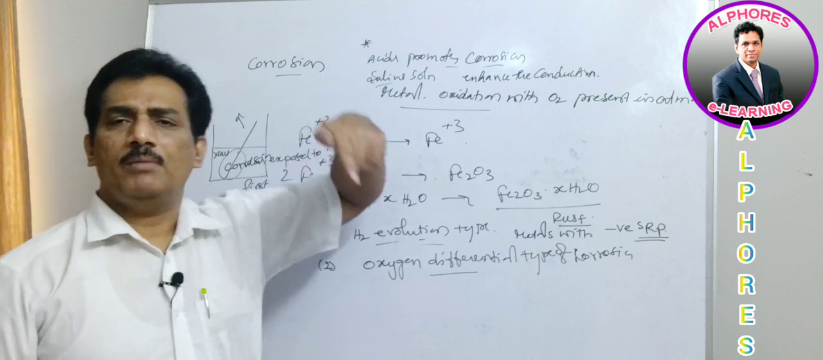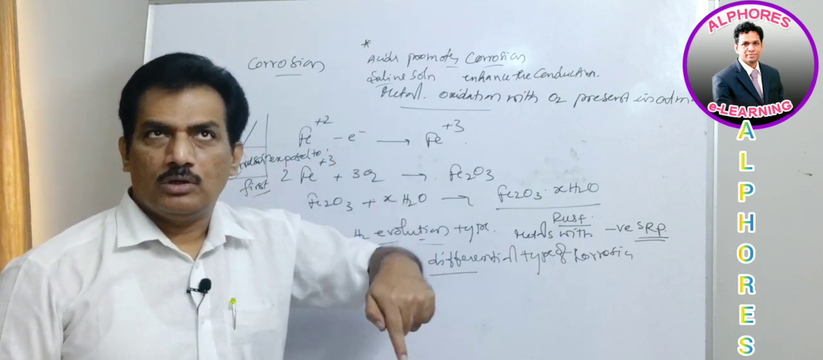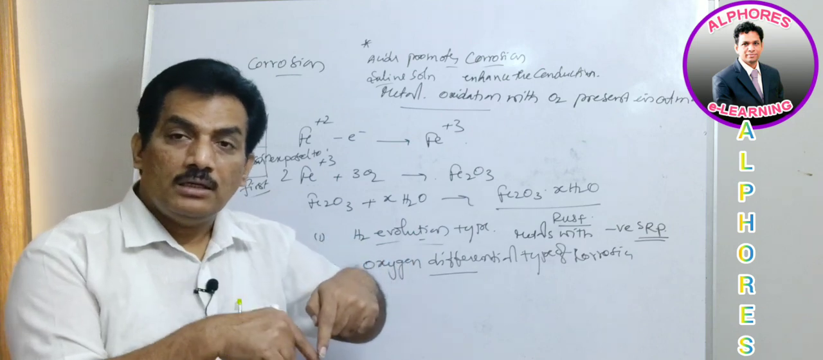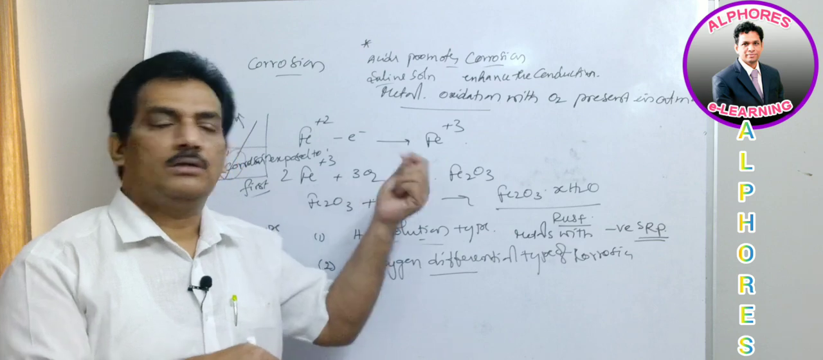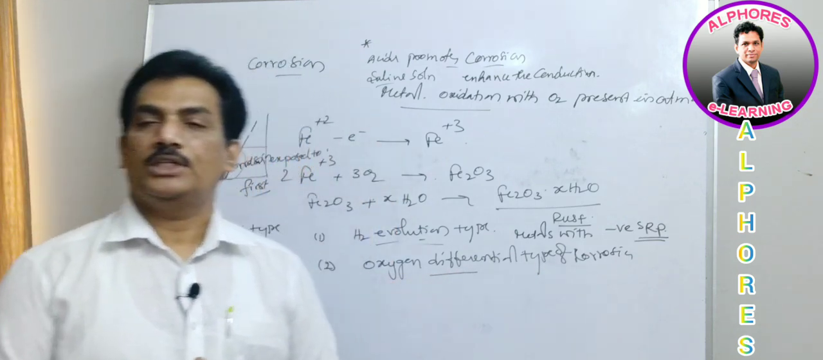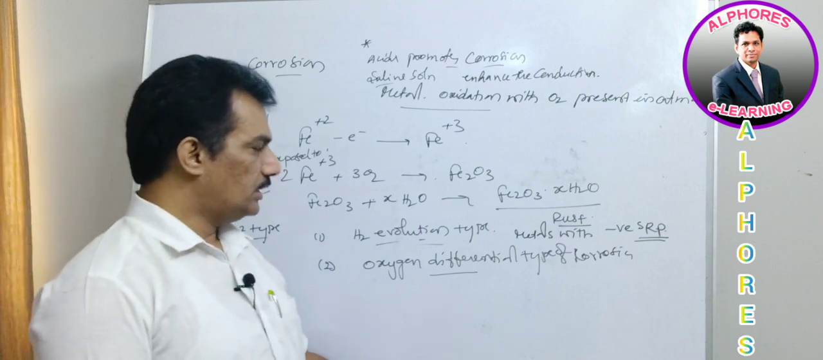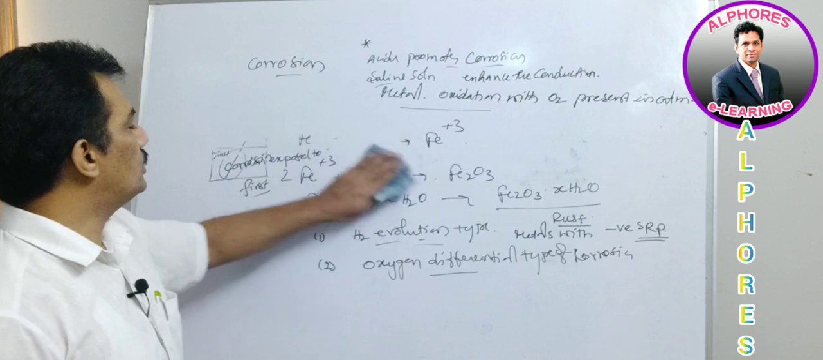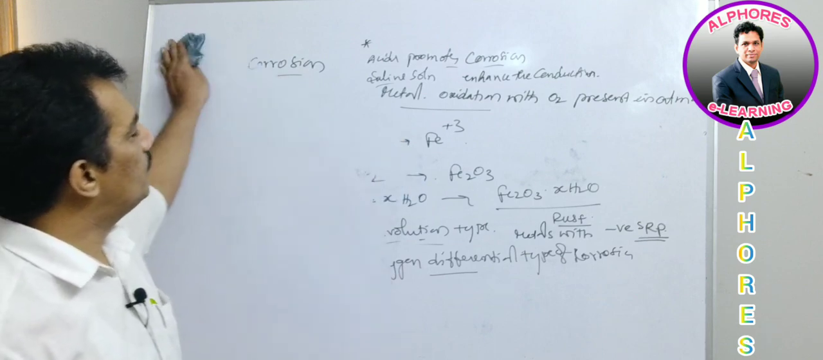When an iron rod is kept in NaCl solution, the corrosion starts inside the solution first, the part inside the solution, not the outside part. It is because of oxygen differential type of corrosion. Clear? And the last part is how we can prevent the corrosion or rusting of iron. Here we can use different methods.